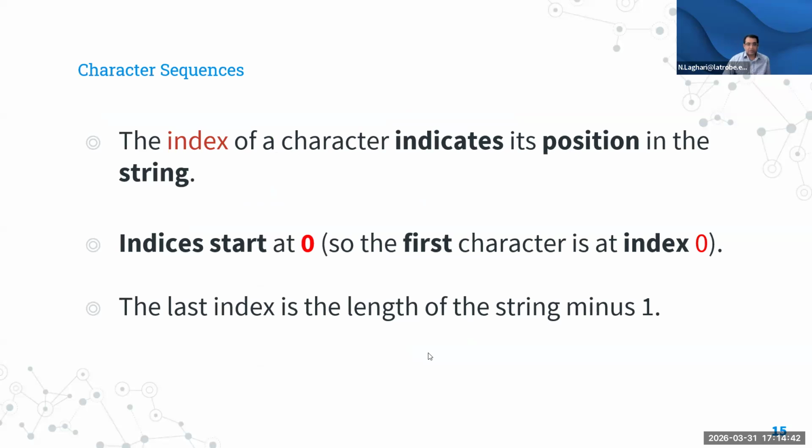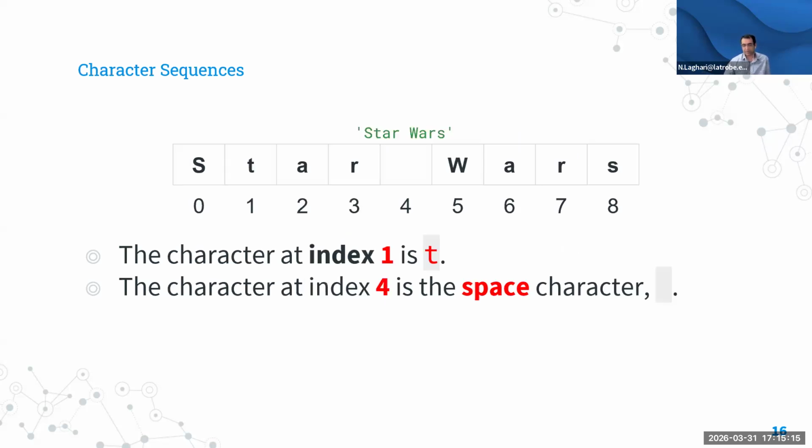Okay. So indices. The index of the first character in the string is 0. And the last index is the length of the string minus 1. So if the length is 10, then what do we have? The last index of that string is 9, or length minus 1. We will see when we have the.